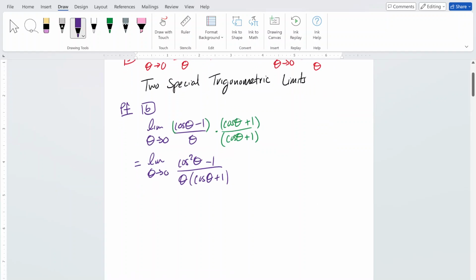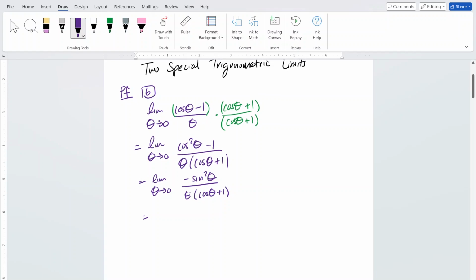And then from here, we can look at the numerator. If you recall your Pythagorean identity, this numerator, cosine squared of theta minus 1, is the same thing as negative sine squared of theta. So that's our Pythagorean identity. Okay, and I just copy the rest. And then I'm going to separate my fraction here a little bit cleverly.